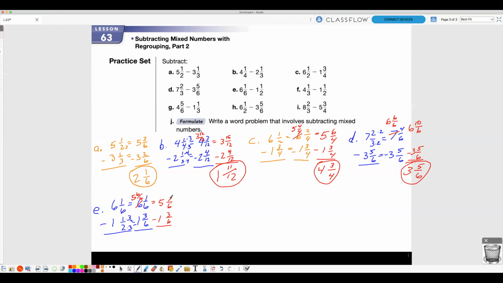So I have to regroup that. And now I can take 7 minus 3, which is 4. And this would be 6. And this would be 4. Now I have to recognize this could be reduced. So this would be 4 wholes. And this is divided by 2 makes this 2. Divided by 2 makes this 3. So 4 and 2/3.